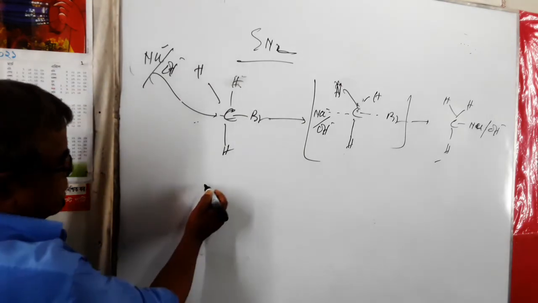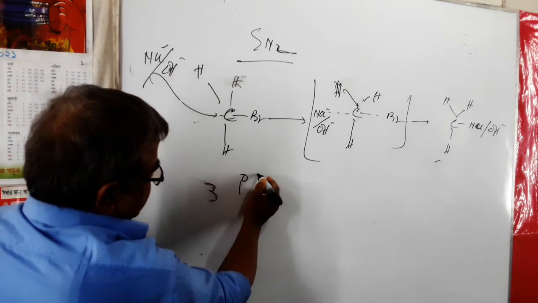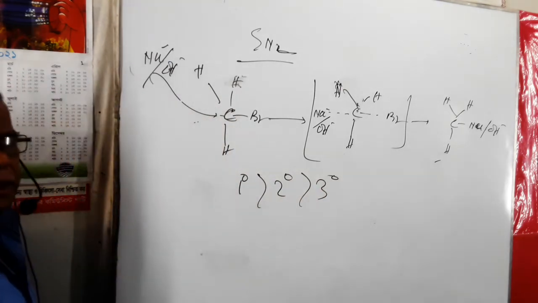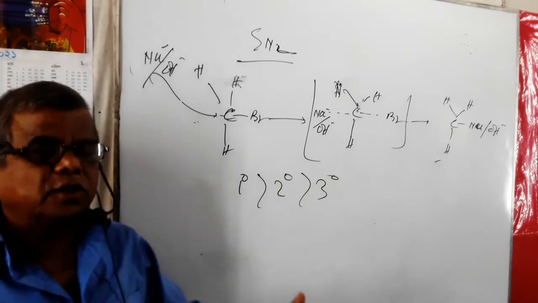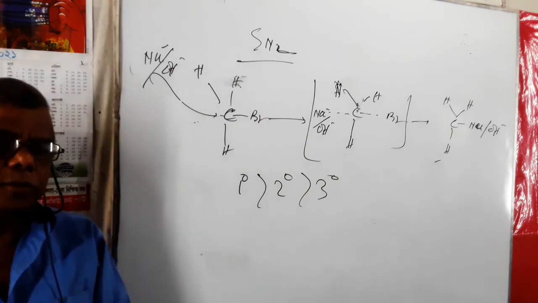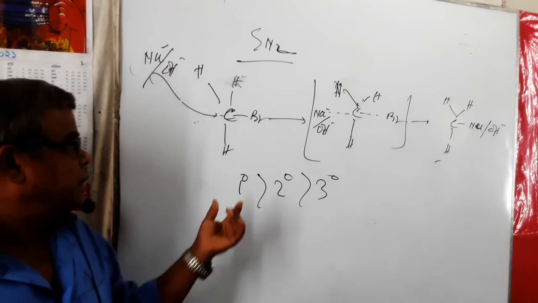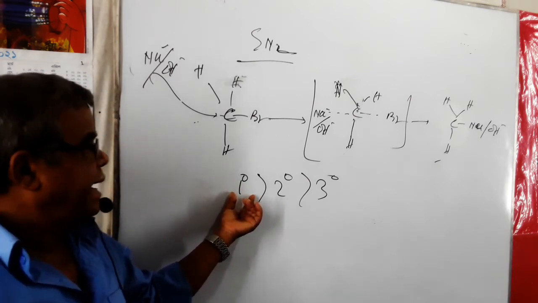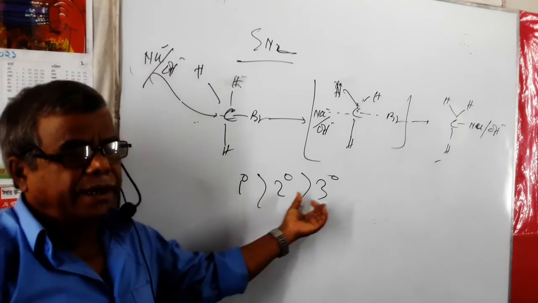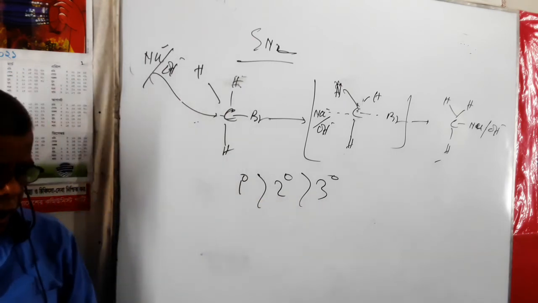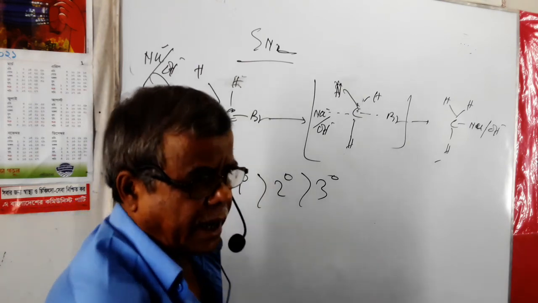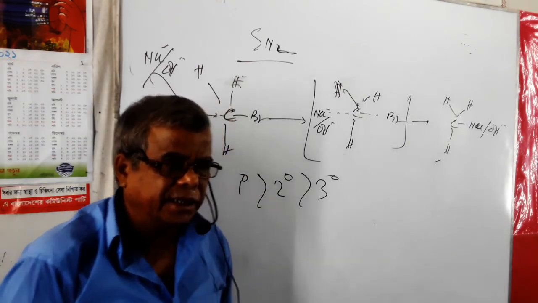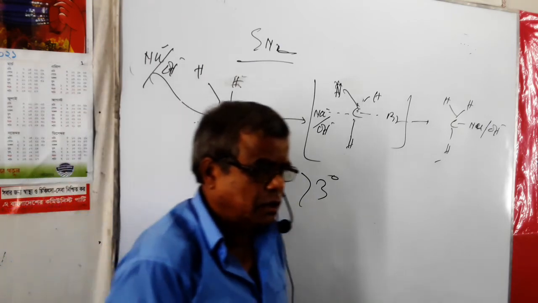Here the rate of the reaction is such that 1 degree is greater than 2 degree, and 2 degree is greater than 3 degree. That is, the SN2 reaction is the reverse of the SN1 reaction. The rate depends on the alkyl halide: it is fastest for primary alkyl halide, then 2 degree and 3 degree alkyl halide. The rate of the reaction of 3 degree alkyl halide will be lowest in the case of the SN2 reaction. And the SN2 reaction is the reverse of the SN1 reaction. Thanks for all.